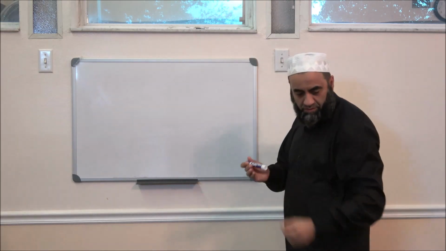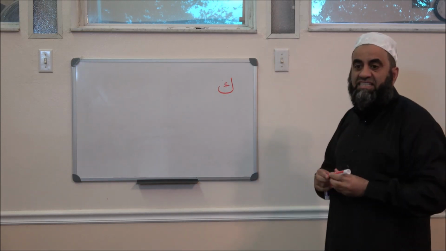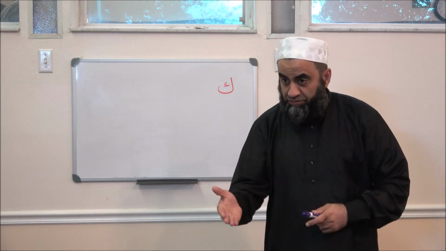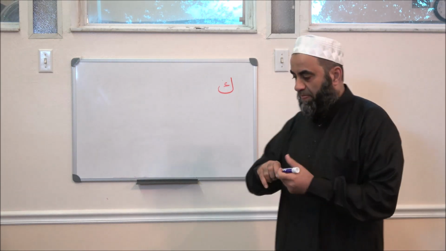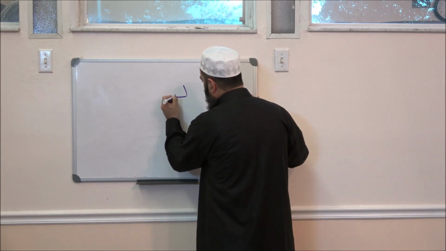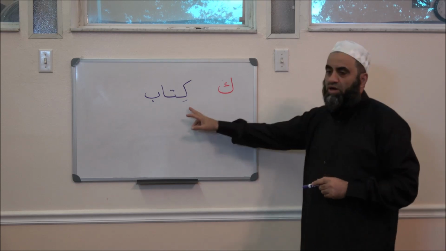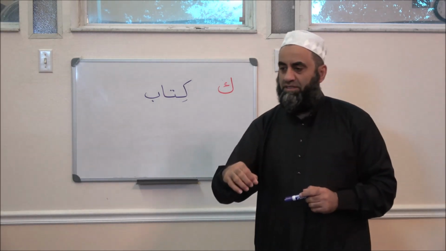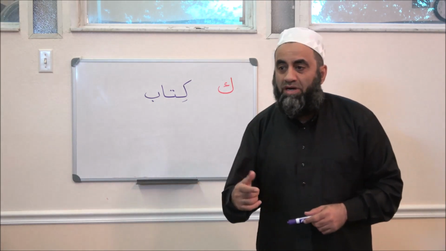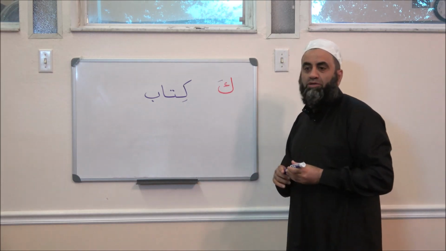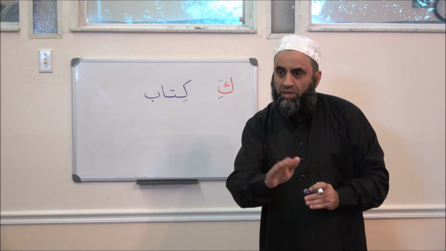So here's my addition. Let me write it with the same color. The letter kaf is an indication of second person possessive. So I want to say your book. Let's take the word kitab. Kitab means book. How do I make it your book? I'm talking to a boy, I'm talking to Ahmed, and I'm saying to Ahmed, this is your book. So I say kitabuka. If I'm talking to Fatima, I will say kitabuki. Again, I'm just trying to introduce. Inshallah, next class, we will go one by one.